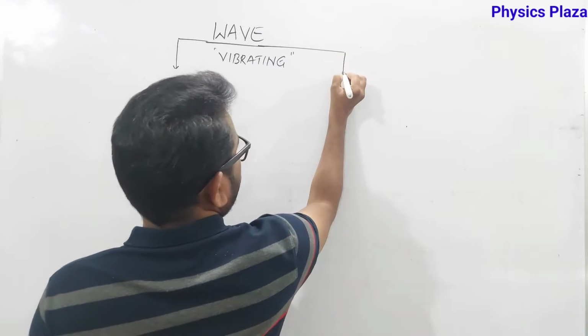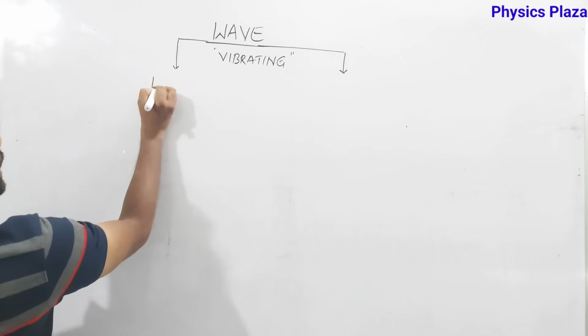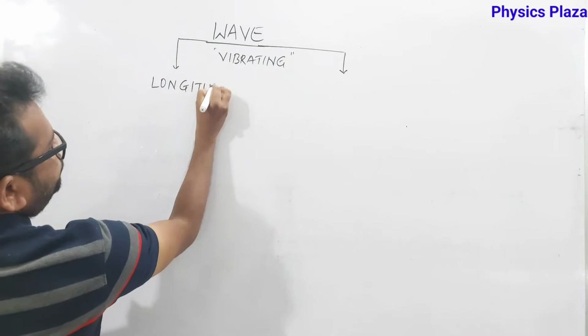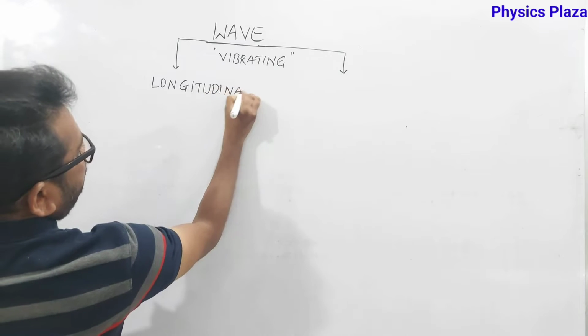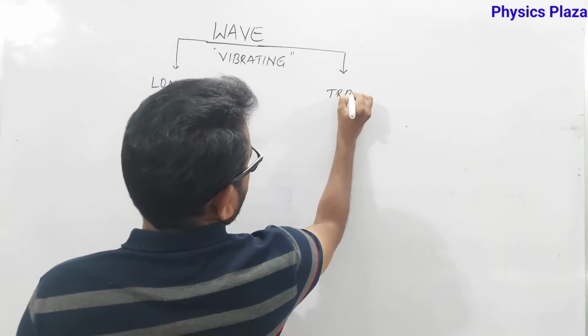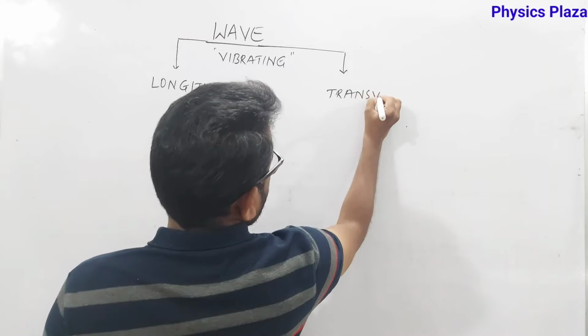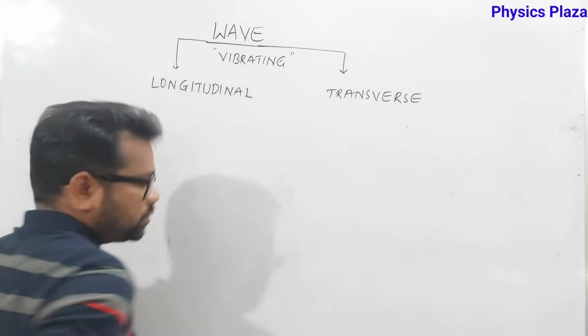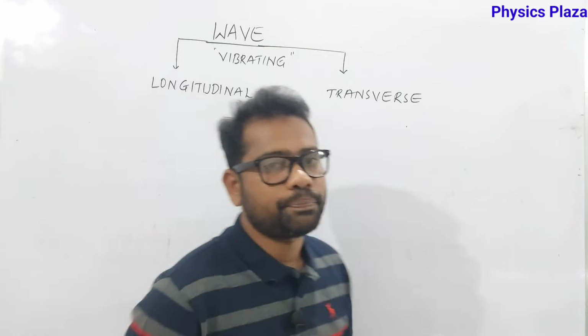What is the first group? The first group is longitudinal wave. Children, it's very important. The first one is longitudinal wave. The second one is transverse wave. It's very, very important.